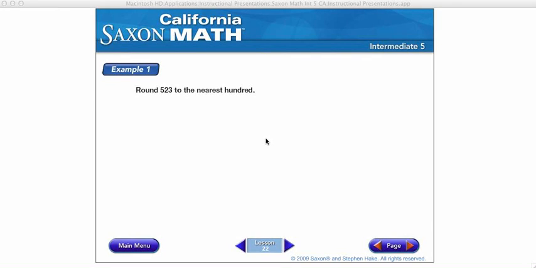Hi everyone, today we're going to be talking about lesson 22, rounding and estimating. So let's look here at example number 1. Round 523 to the nearest hundred.